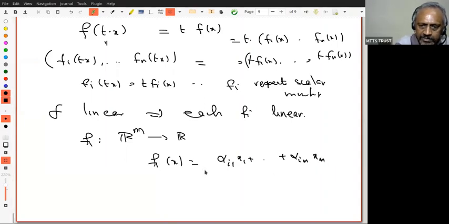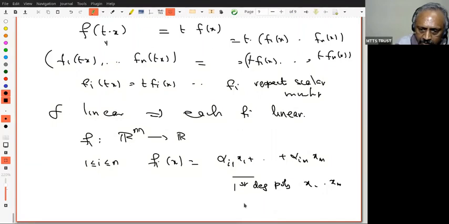Okay, because for each i, it will be alpha 1 x1 plus dot dot plus alpha m xm, but these alpha 1 to alpha m will depend on i, therefore I am writing alpha i1 to alpha im. Did you follow that? i runs from 1 to n, whereas x1, x2, xm are scalars here. Now notice that this is a first degree polynomial in x1, x2, xm with the zero constant term.